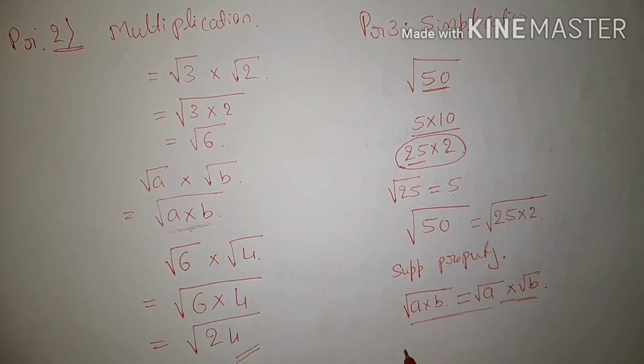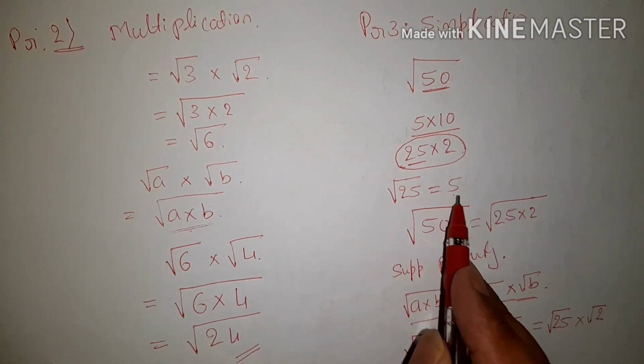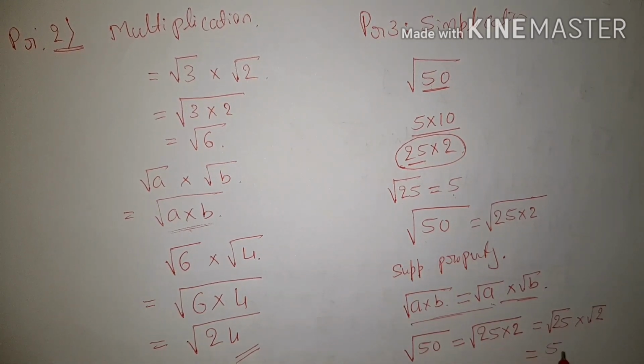So I'll divide this square root of 50. It is equal to square root of 25 into 2, as we made. Now I'll break this as per the previous formula: square root of 25 into square root of 2. Now see here, 25 is a perfect square. Square root of 25 is how much? It is 5. So it is 5 root 2. This is how we can simplify a given surd.